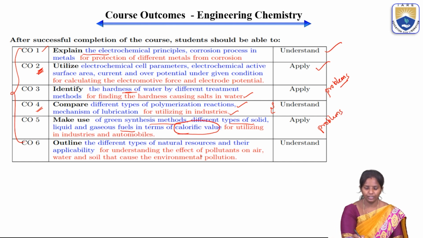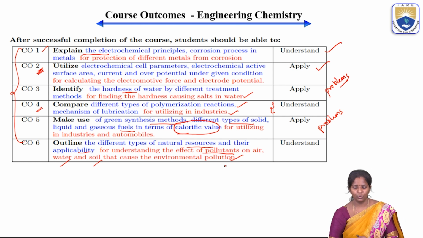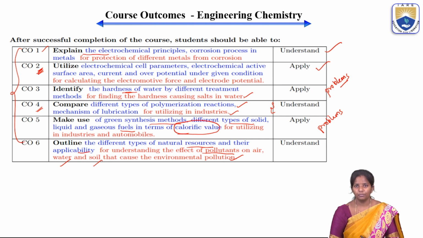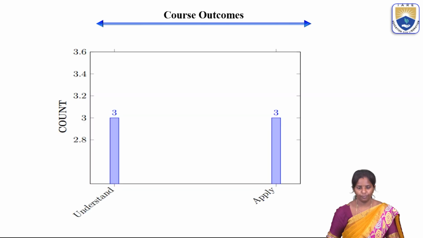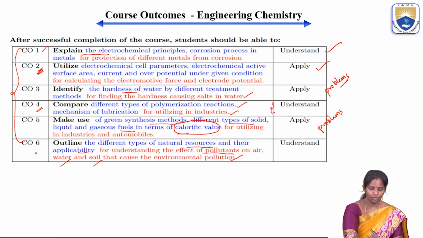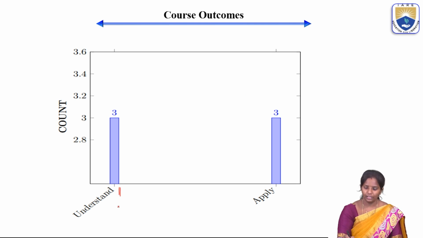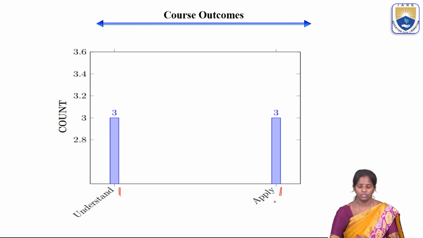Sixth one, outline the different types of natural resources and their applicability for understanding different pollutants, effects of pollutants on water, soil, air, that cause environmental pollution. If we observe here, we are using different verbs: explain, utilize, identify, compare, make use of, outline. So depending on their learning outcomes, we are using different verbs. Out of six course outcomes, three are for understanding and three are for applying. So that includes problems.